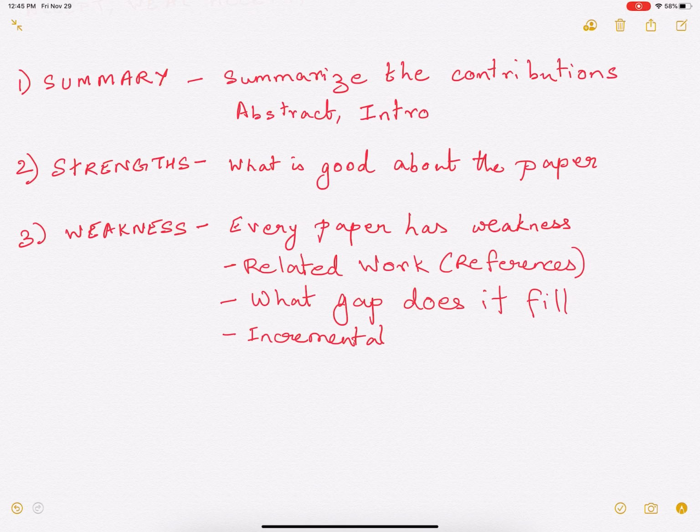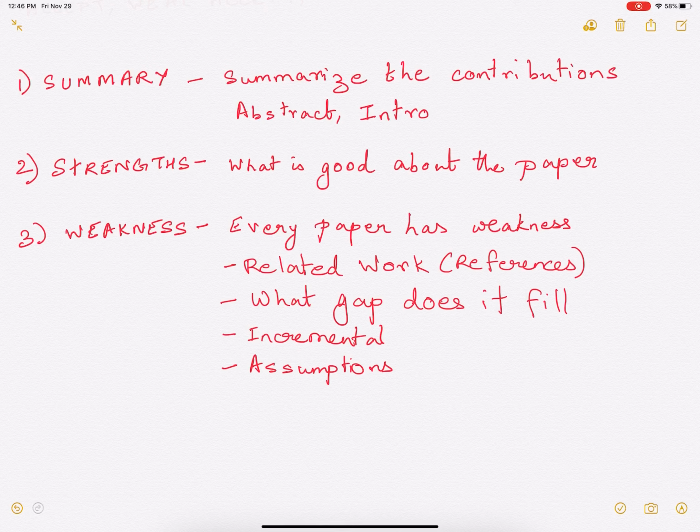Then another thing that you should look at are the assumptions. What are the assumptions the authors make in the paper? Are those assumptions realistic? Sometimes assumptions may not be realistic. And in that case, that could be a weakness of the paper if it is not applicable in a real world setting.